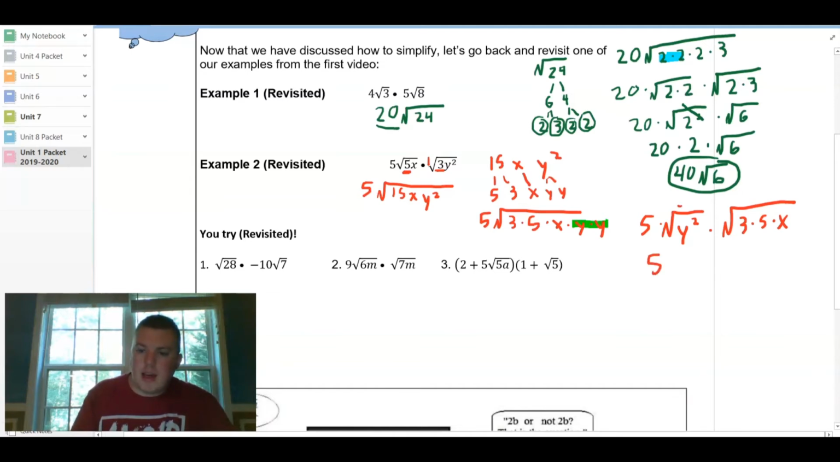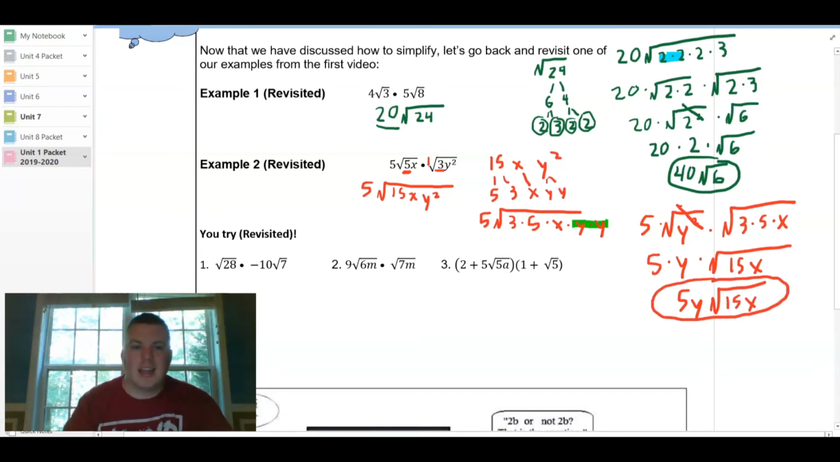So when I simplify the square root and the squared there, it's going to cancel out. I'm going to have 5 times y times the square root of 3 times 5, which is 15, and 15 times x is 15x. Crunch that together just a little bit. That's going to give me 5y square roots of 15x, and that is my simplified answer.